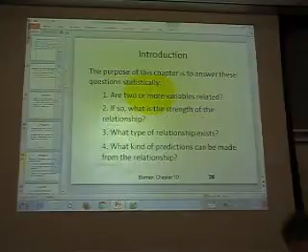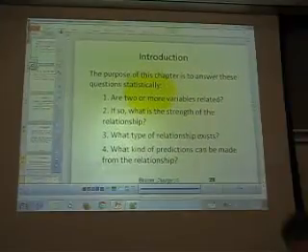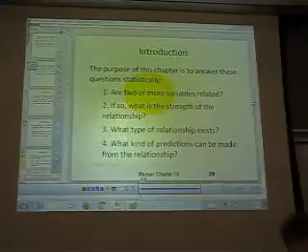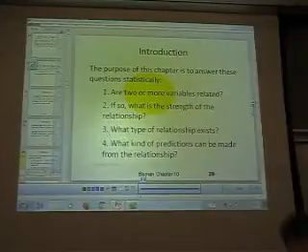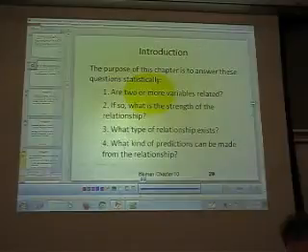Rachel? The purpose of this chapter is to answer these questions to consider. 1. Are two or more variables related? 2. If so, what is the strength of the relationship? 3. What kind of relationship exists? 4. What kind of predictions can be made from the relationship?